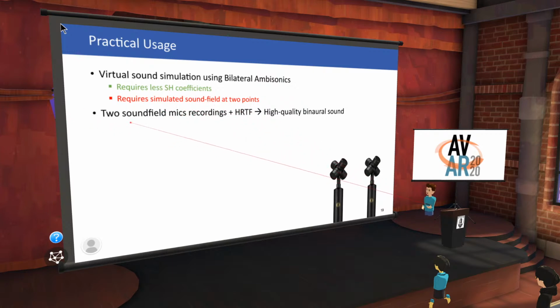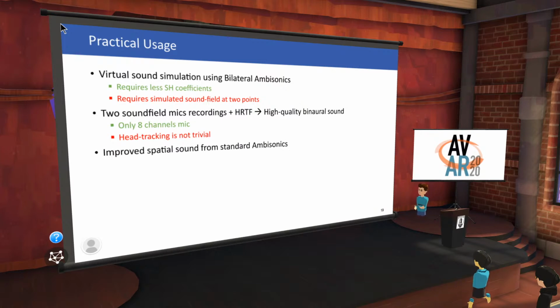We can also use it practically by using two sound field microphone recordings, as I said before, plus HRTF. We can get high quality binaural sound, as I showed, comparable to 6th order with standard reproduction. But for example, head tracking is not available using this method. Although here, we can use what was presented yesterday about applying head tracking to binaural signals directly. So there are solutions for this.